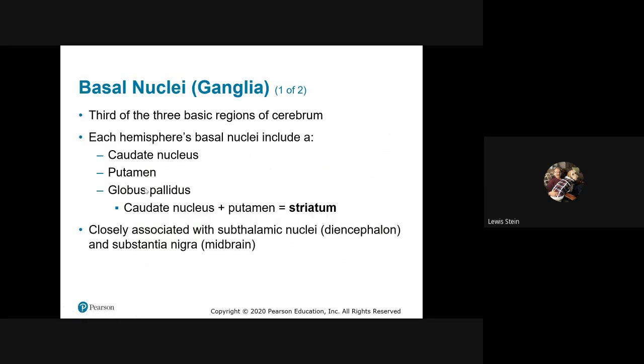The basal nuclei, and in the old days we used to call them ganglia, but nuclei is the better term. These nuclei have the caudate nucleus, the putamen, and the globus pallidus. But for our purposes, because when you look at them in sections, when they slice them, they look like they have stripes. They were collectively called the corpus striatum.